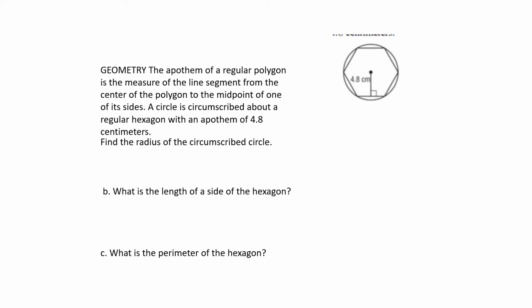So another example is the apothem of a regular polygon, which is measured as the line segment from the center of the polygon to the midpoint of one of its sides. Remember that if this is the side of a regular polygon, in your case a hexagon, the distance from the center of the polygon to the middle of the side is said to be the apothem.